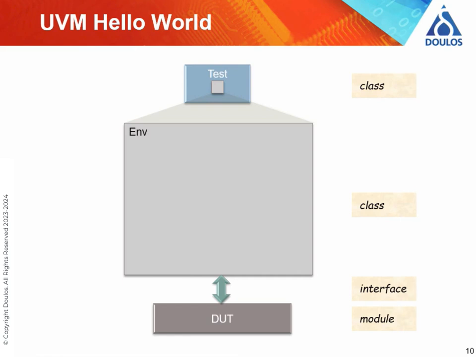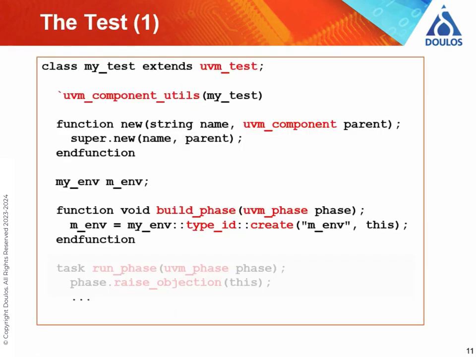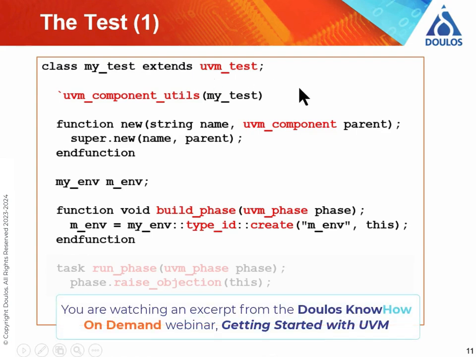Here is the code for our test. In UVM, you make a test by extending the UVM test class. Remember that a test is a test bench component. An env class is instantiated in it. And so, like with our env class, we need the boilerplate code for component classes, the call to the UVM component utils macro, and the overriding of the constructor.